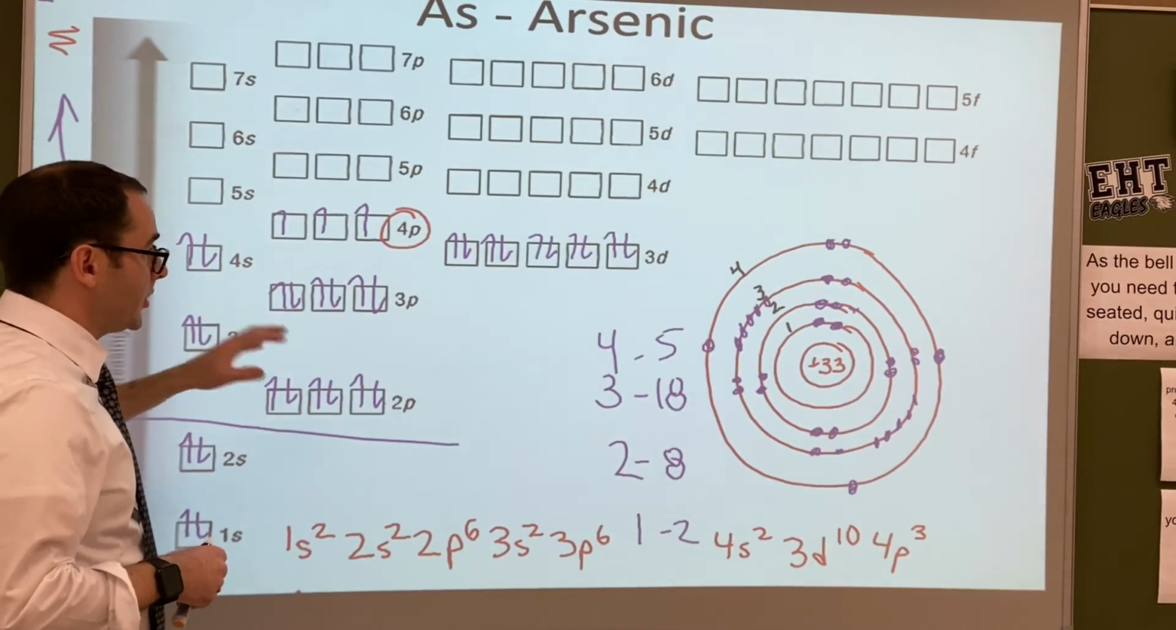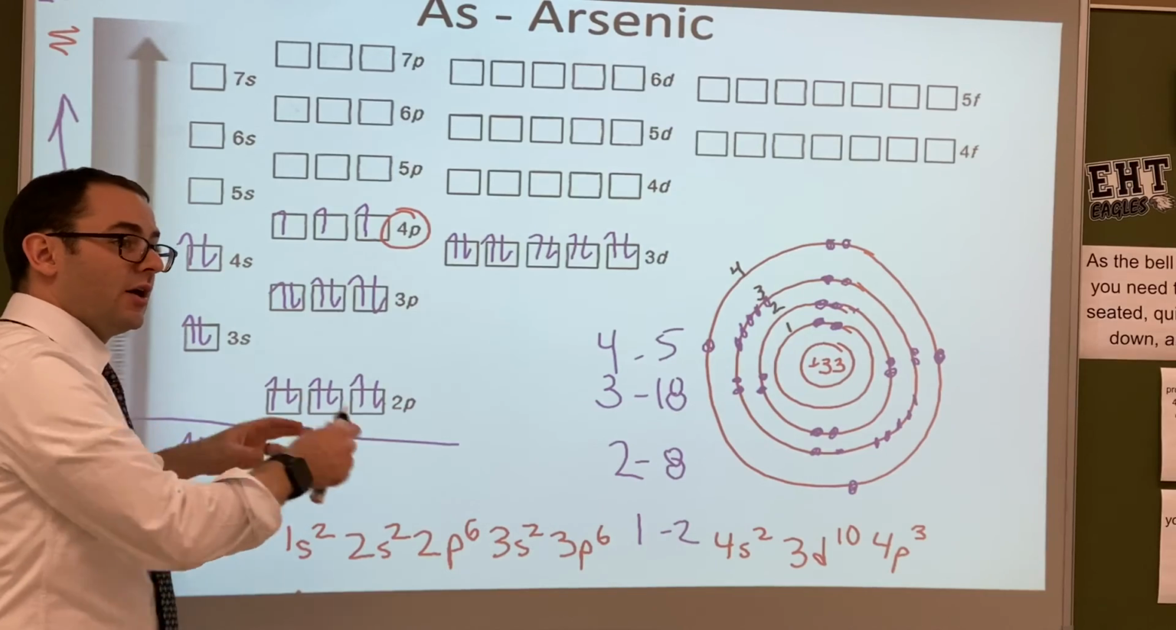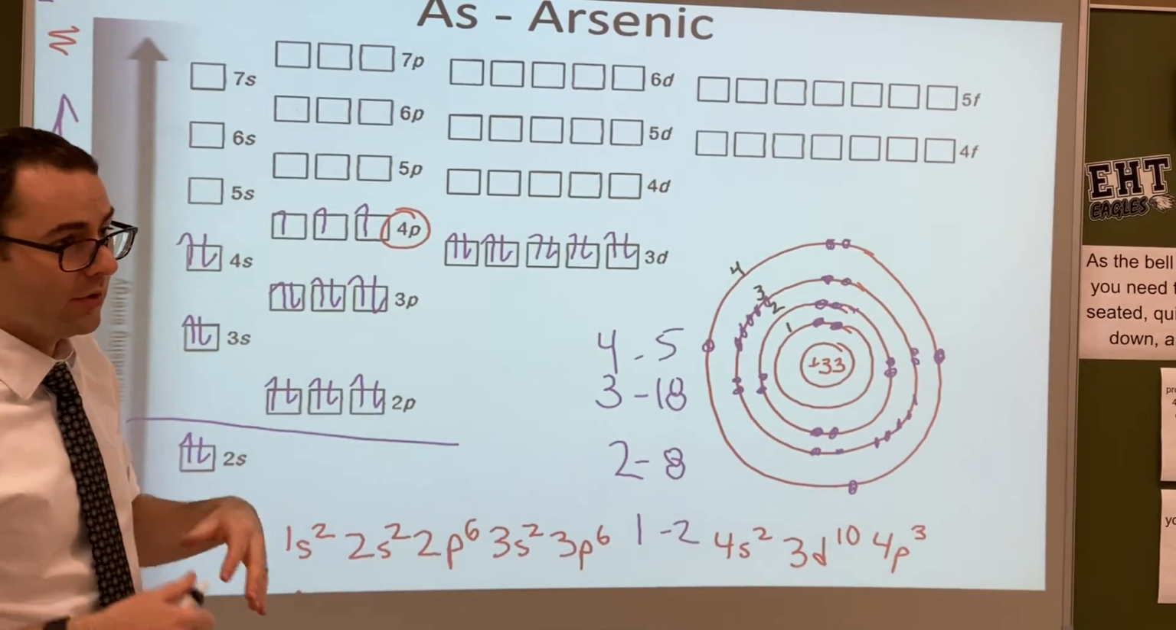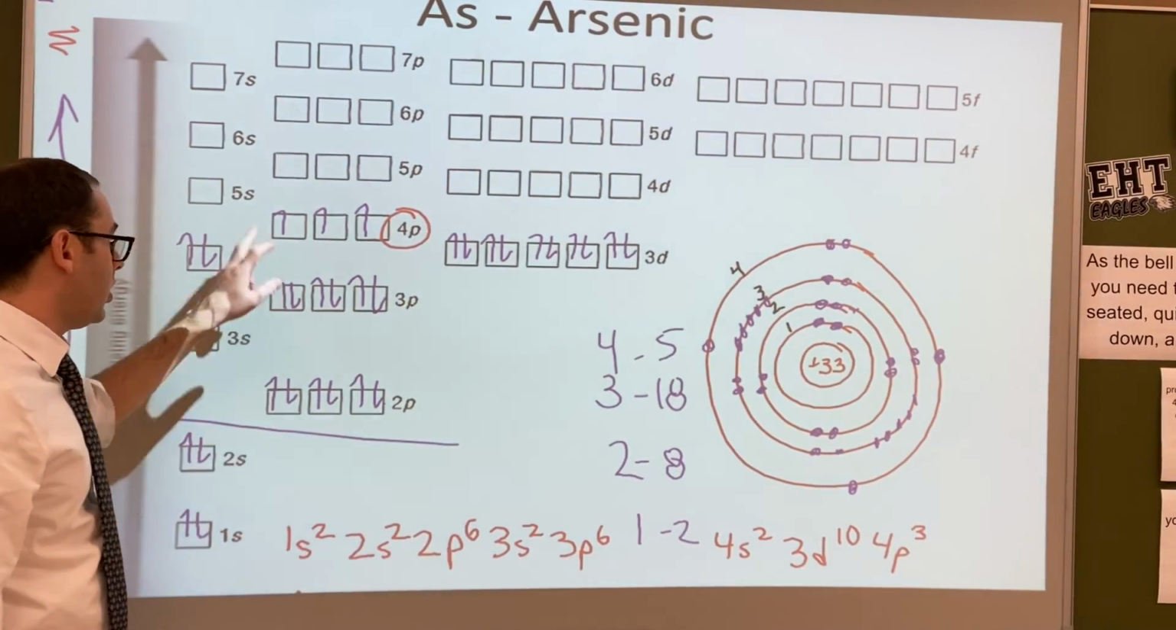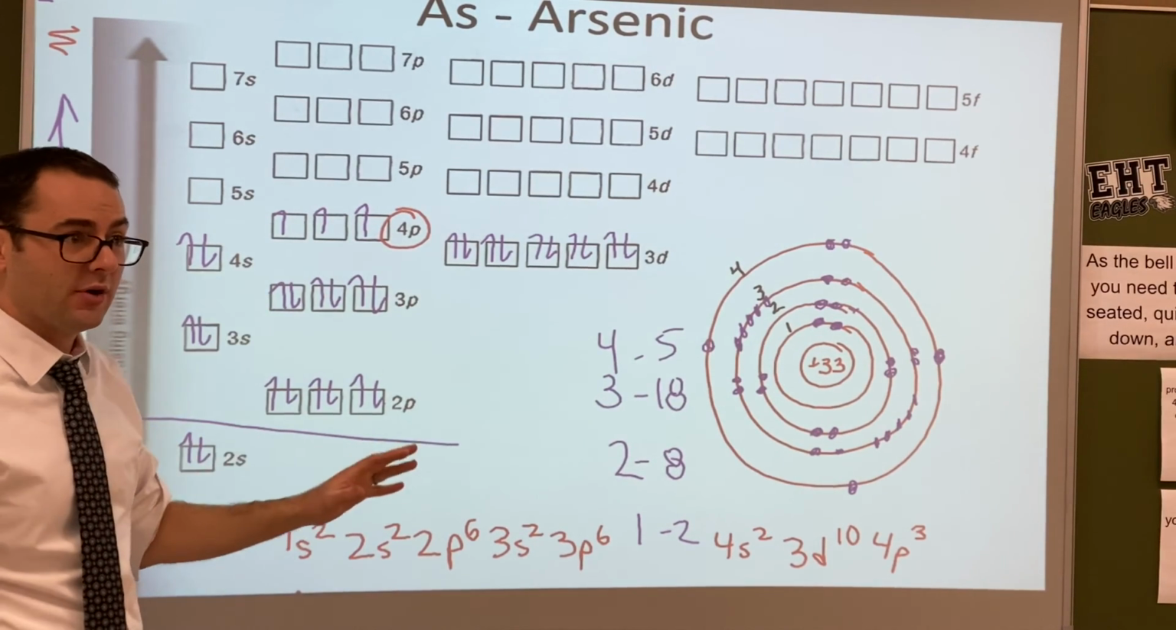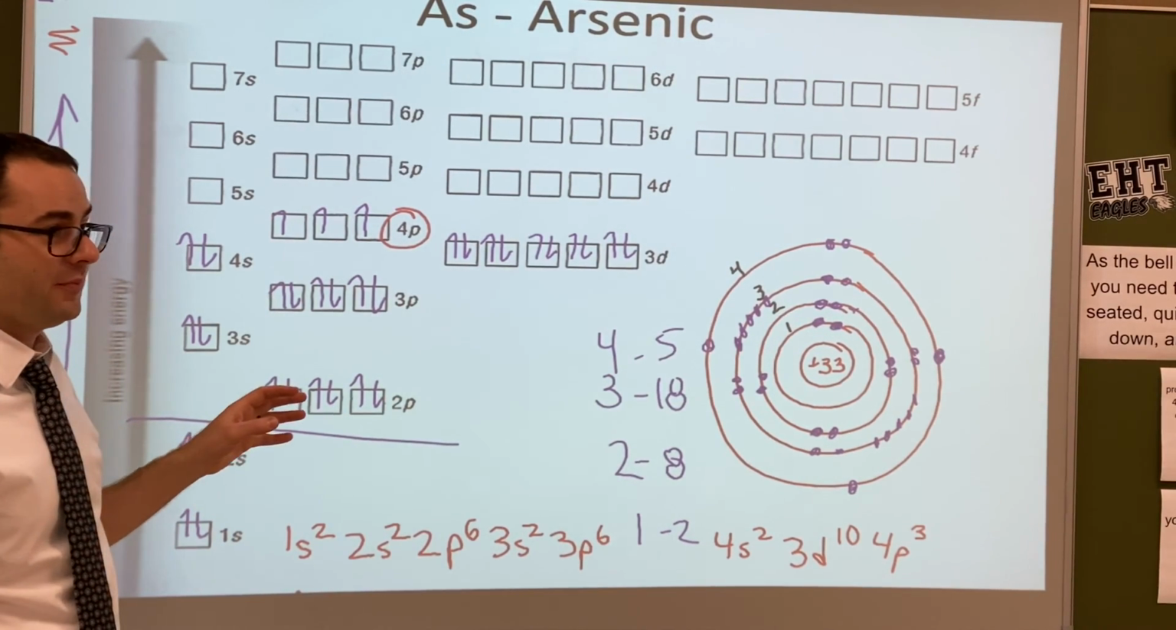Okay. Next time I'm going to show you how to do the same thing, but from just looking at a periodic table, so you don't have to draw all of these arrows out. You can just look at a periodic table and figure it out. All right? Stay tuned.